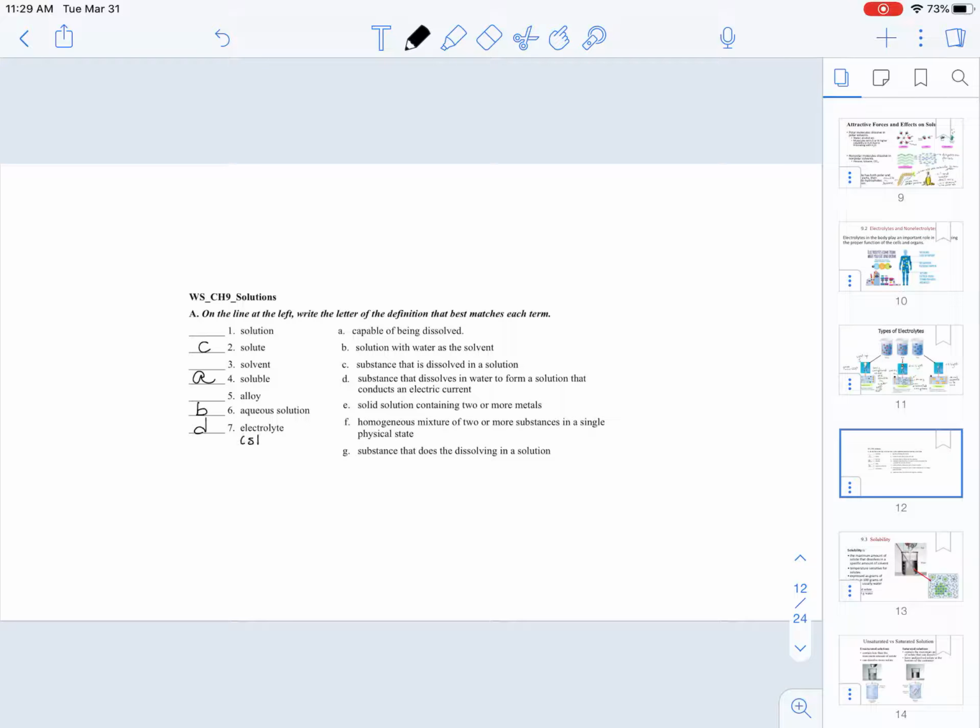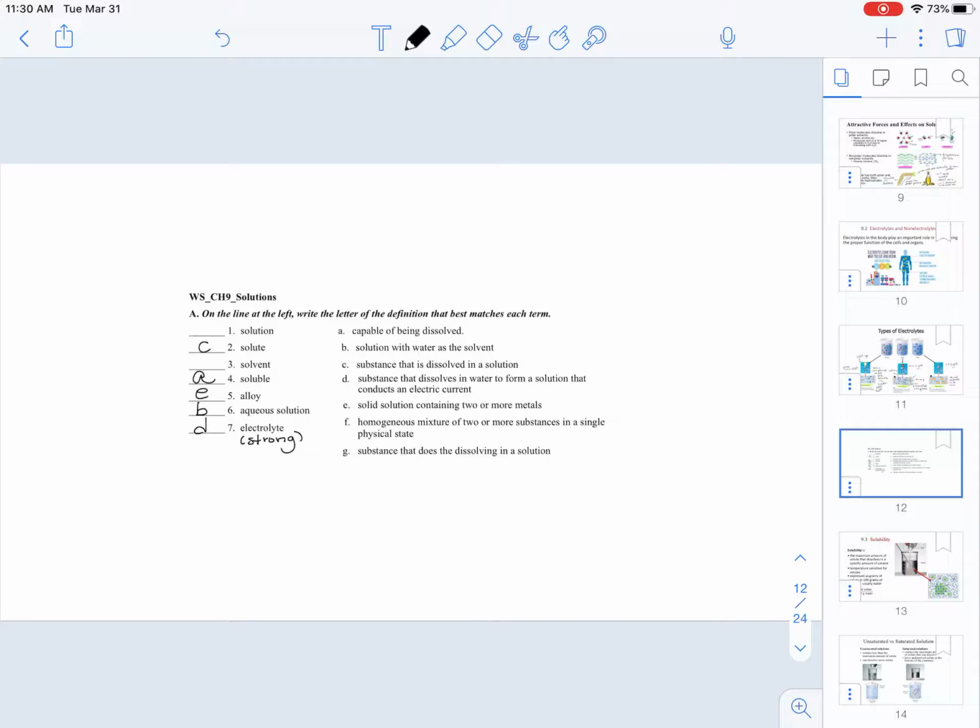Specifically, strong electrolytes. Remember that weak can also conduct electricity, but barely. E, which is a solid solution containing 2 or more metals. Remember that that is an alloy, so that's number 5.